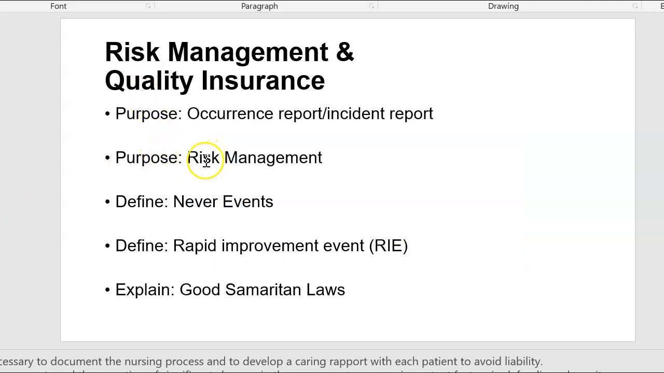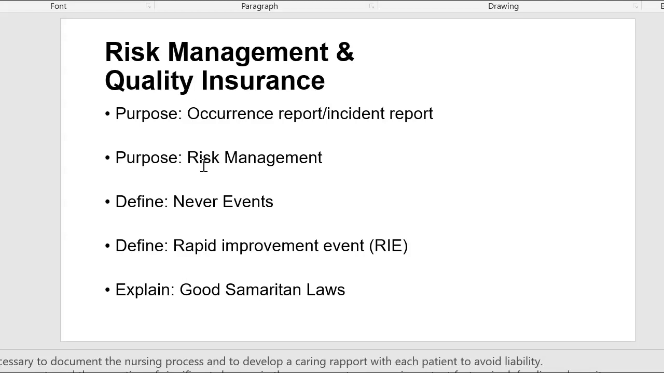So when it comes to risk management and quality assurance, this is mandated by the Joint Commission. And it is necessary to document the nursing process and to develop a caring rapport with each patient to avoid liability. Our assessments and the reporting of significant changes in the assessments are very important factors in defending a lawsuit. Your documentation of your nursing care is your only record of what was actually done for a patient and will serve as proof that you acted reasonably, safely, and professionally. Please make sure that your documentation is thorough, accurate, as well as timely. Remember, if it is not documented, it is not done.